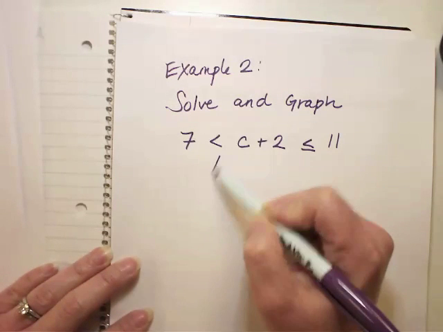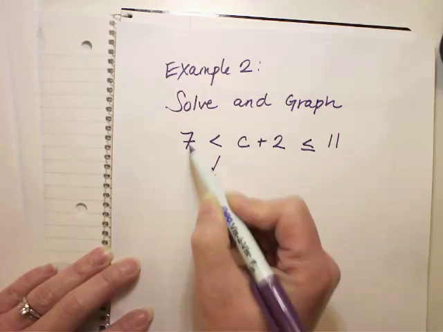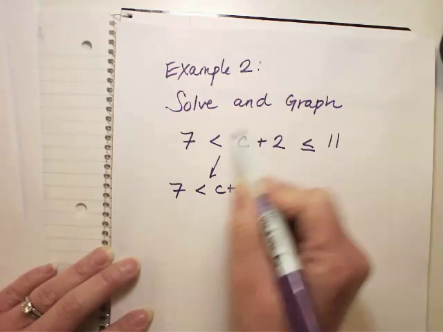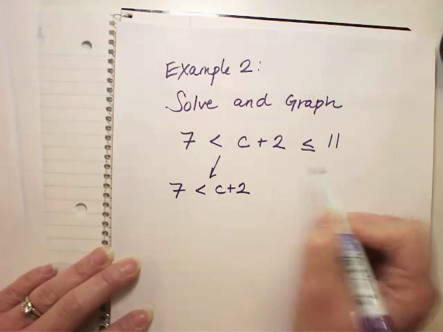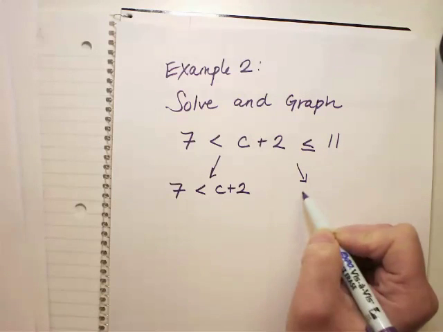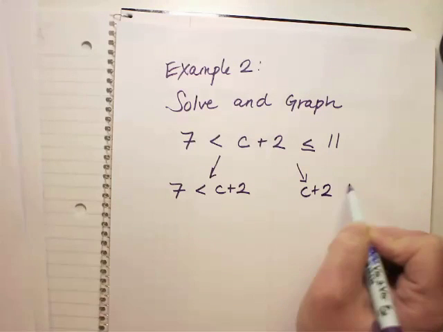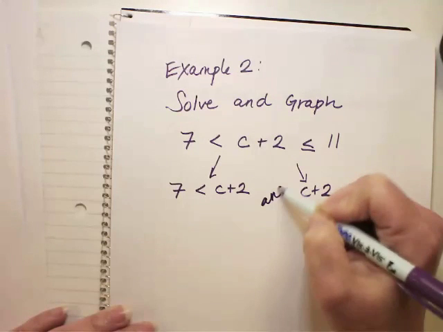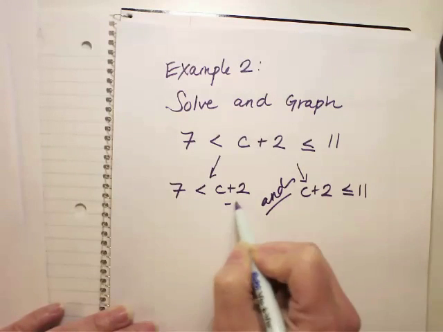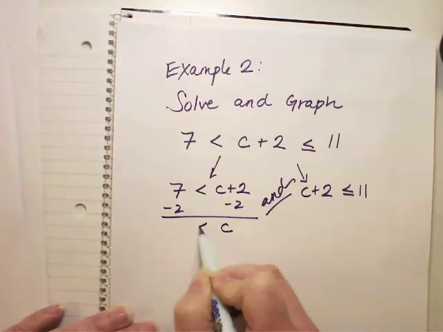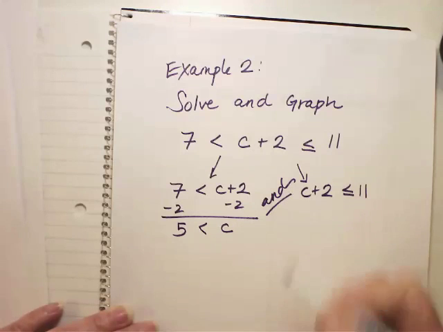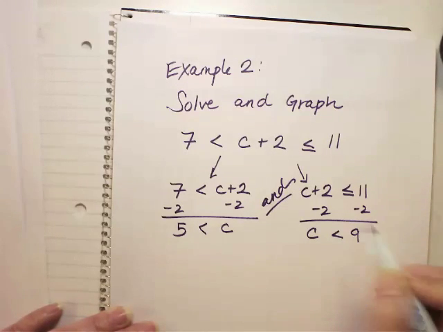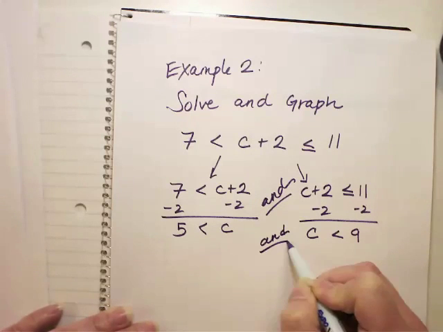So what we're going to do is rewrite it as 2 separate problems again. So this is 7 is less than c plus 2. C plus 2 is in the middle, and we're going to use that as our overlap. And we also have c plus 2 is less than or equal to 11 is the other one. So then you solve each one, keeping in mind this is an AND case. Okay, so minus 2, I get c is greater than 5. And on this side, minus 2, then I get c is less than 9. Keep in mind this is AND again. AND means there's going to be an overlap.